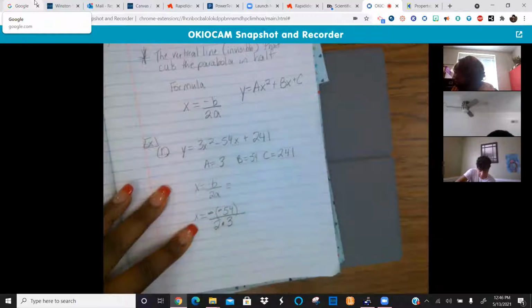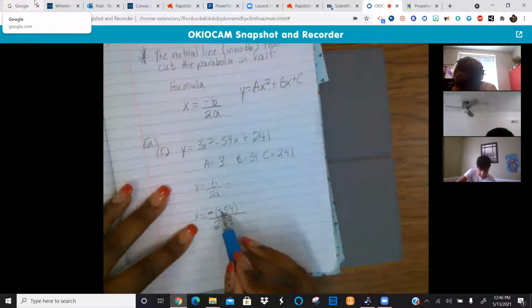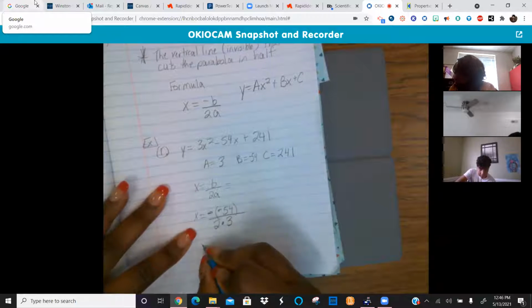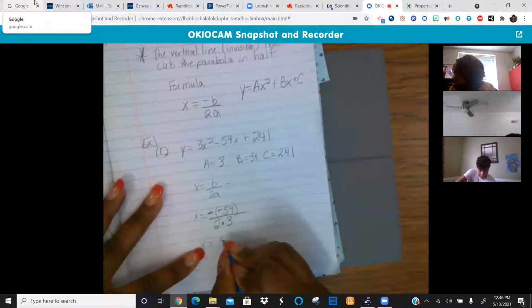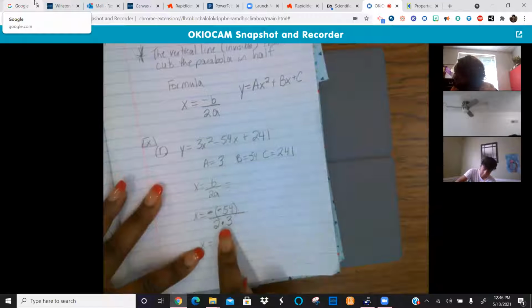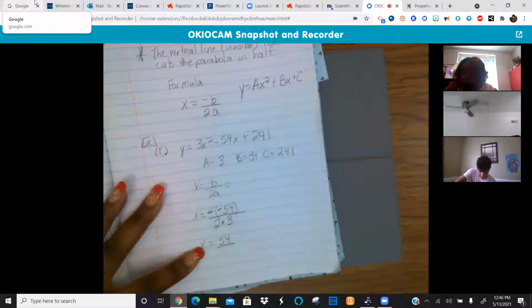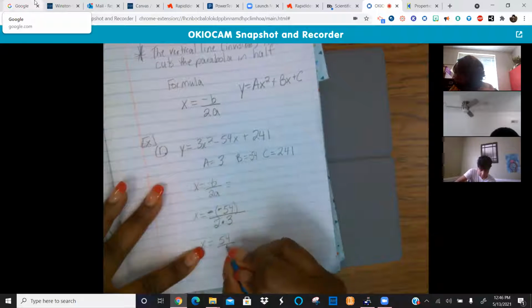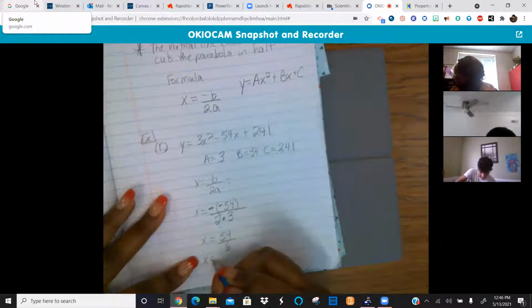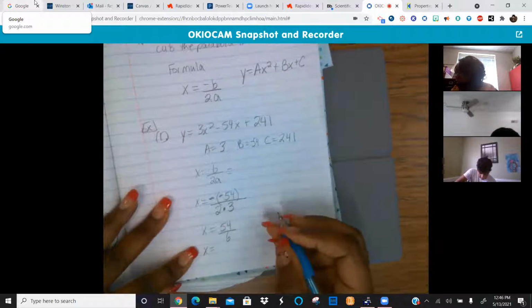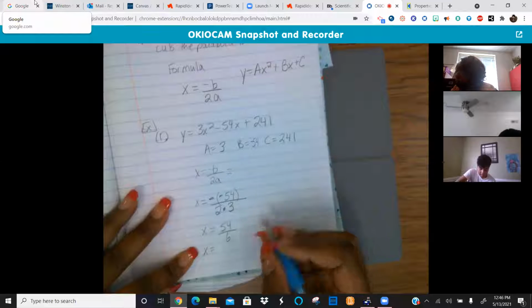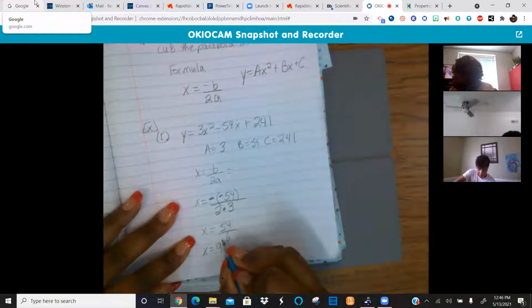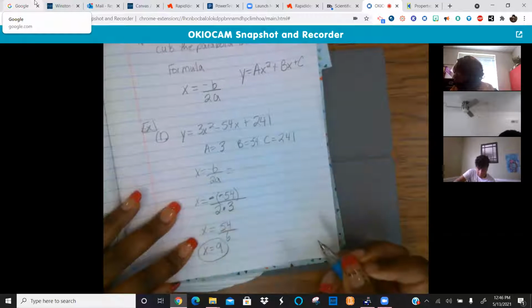3. Okay, so we got a negative times a negative. What's a negative times a negative? So this is going to be positive 54 on the top now. And then we got 2 times 3. What's 2 times 3? 6. So let's divide. When we divide, what does that give us? That gives us 9. So our axis of symmetry is 9.